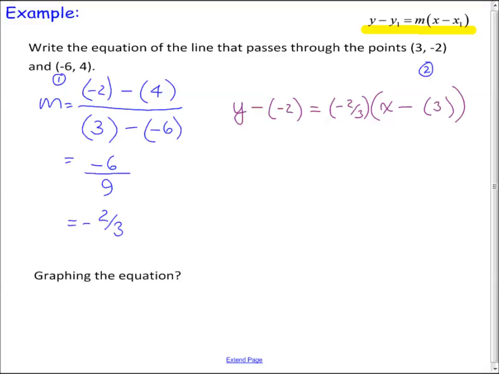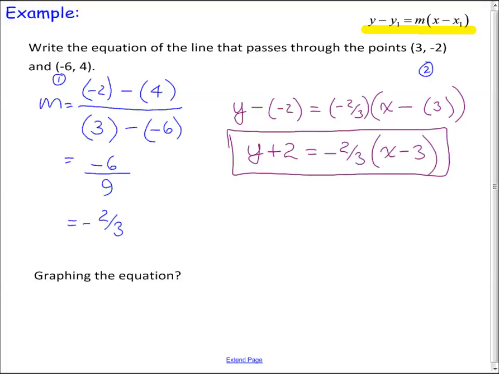And now I just want to remove some parentheses here. I get y plus 2 is equal to negative 2/3 times x minus 3. And now I have the equation I'm looking for in point-slope form. It's perfectly all right to leave that positive 2 over there with the y. There is no mathematical reason why it must always be just a y on the left-hand side. This is a perfectly valid equation. And it works even if I'm graphing.